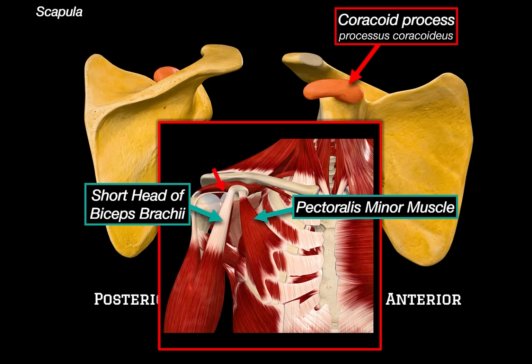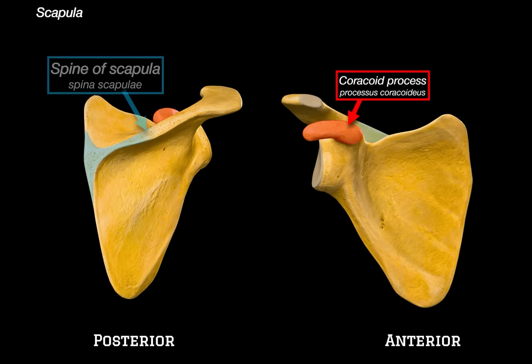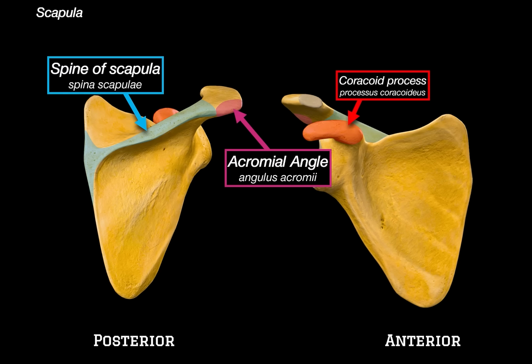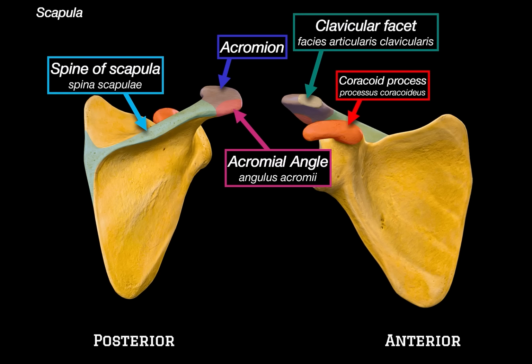Next landmark is very prominent from the posterior view. It's first the spine of the scapula, which continues laterally, and just at the point where it bends, we call this the acromial angle. This marks the transition between the spine and the acromion. Now, the acromion itself is a flat, bony part that forms the highest point of the shoulder, and it articulates with the clavicle through something called the clavicular facet.